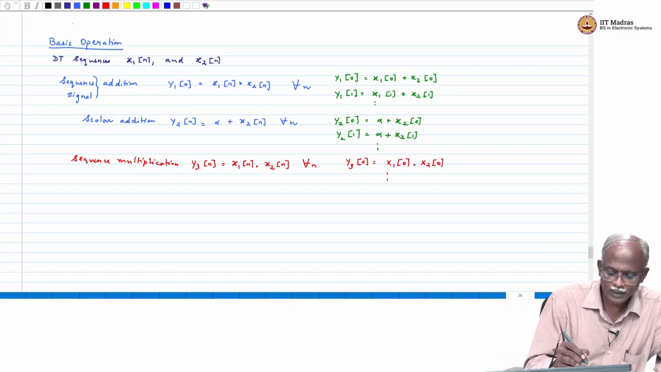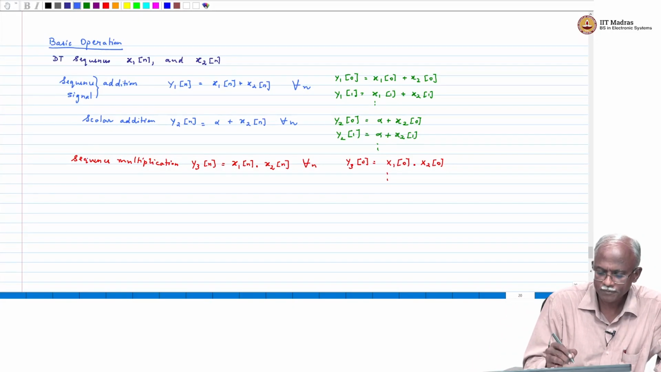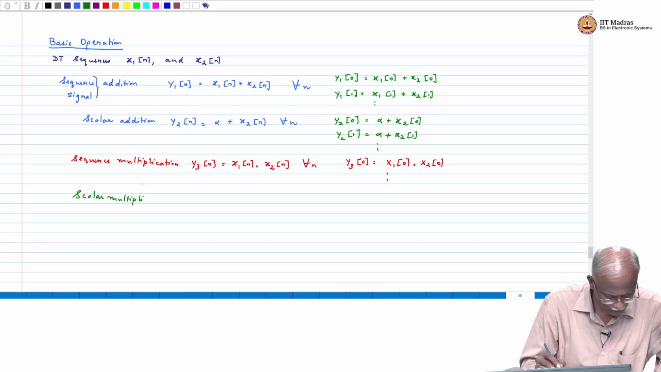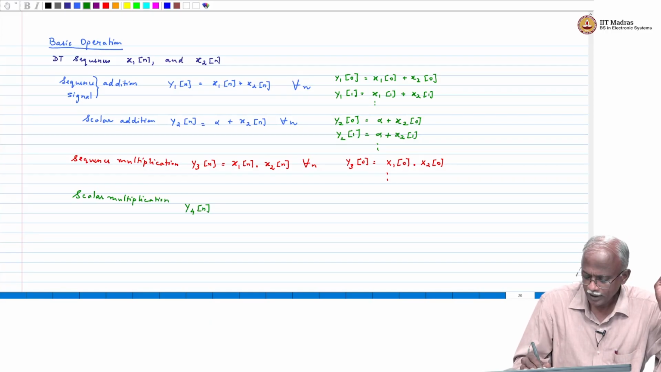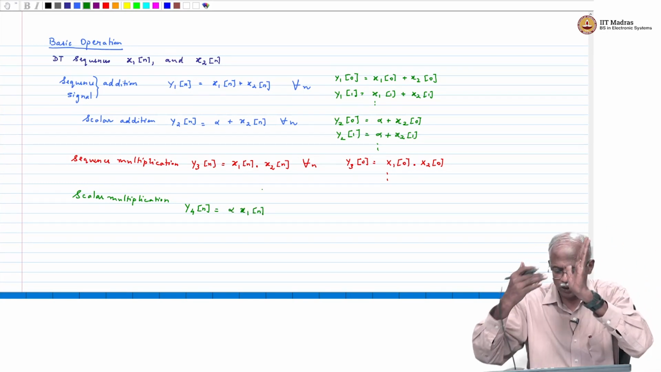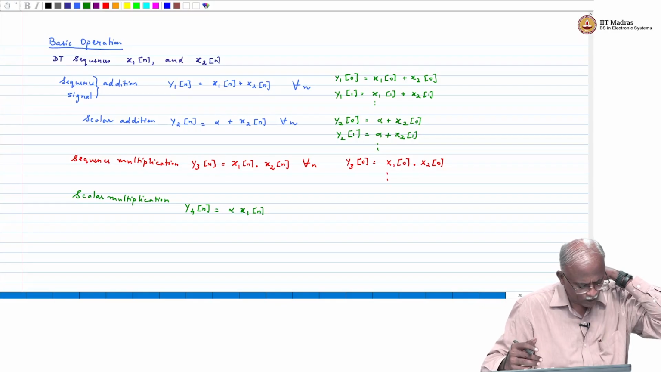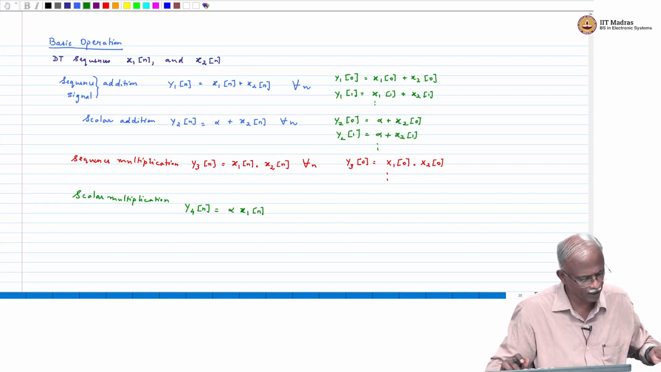And the last one is scalar multiplication, where you multiply the entire sequence with a value alpha. So y4 of n we give as alpha times x1 of n. All the values of x1 are scaled by the corresponding value alpha.